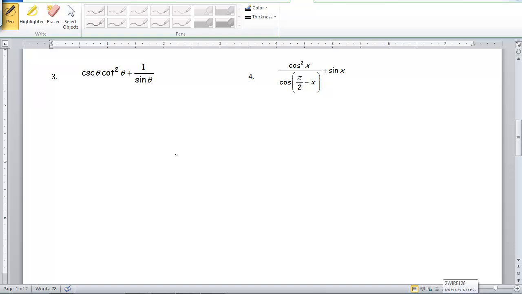In number 3, again I'm going to notice there are no co-function or negative angles. At this point there is no Pythagorean identity, but there is a fraction. So one thing I would recommend is you could get a common denominator and make this one term. But one thing I'm noticing about this fraction is that I could easily get rid of the fraction by doing one of the reciprocal identities. 1 divided by sine is the same thing as cosecant.